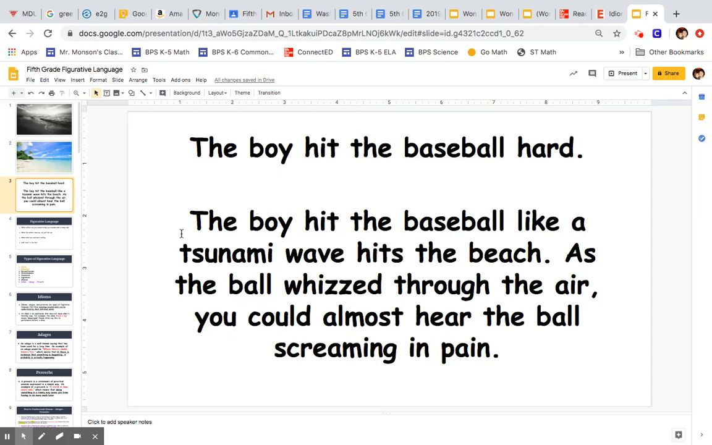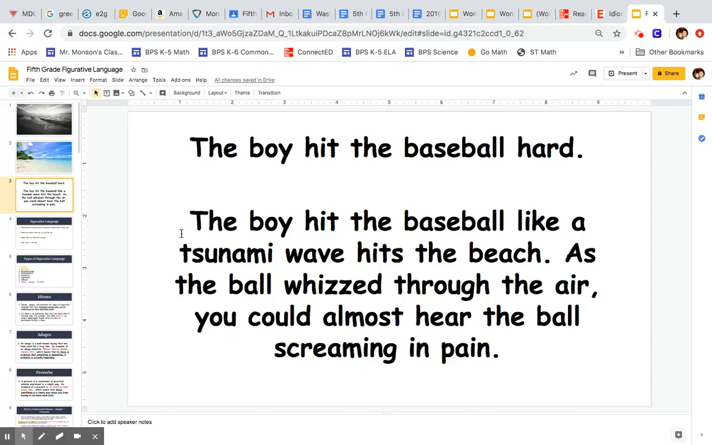The boy hit the baseball like a tsunami wave hits the beach. As the ball whizzed through the air, you could almost hear the ball screaming in pain. And so for me, even as I read that, I was able to visualize more this boy hitting this baseball hard, and it made it more exciting for me to read. And that's what figurative language does. Authors put figurative language in their writing to make it more exciting for the readers.